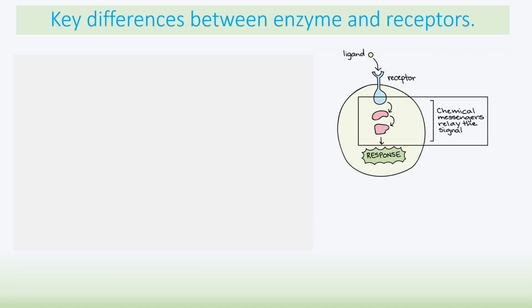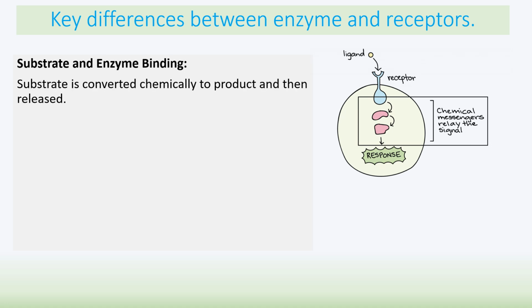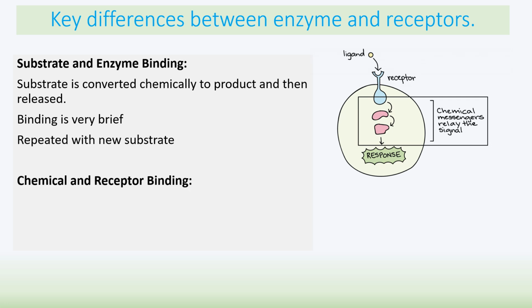So we need to compare the difference between enzymes and receptors. We're not really looking at enzymes in this topic, but you should hopefully know that an enzyme is a substrate and an active site coming together. So when that happens, the substrate is converted to a product and then is released. The binding is very brief, the enzyme is unchanged, and this happens repeatedly over and over again.